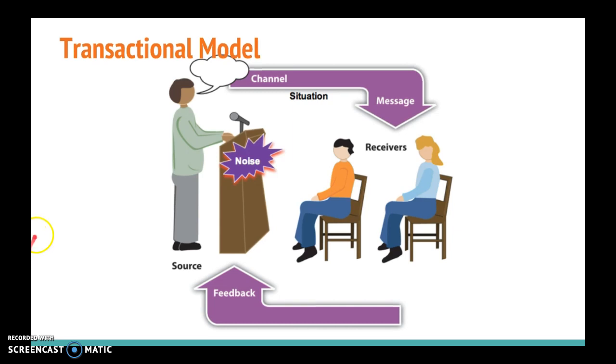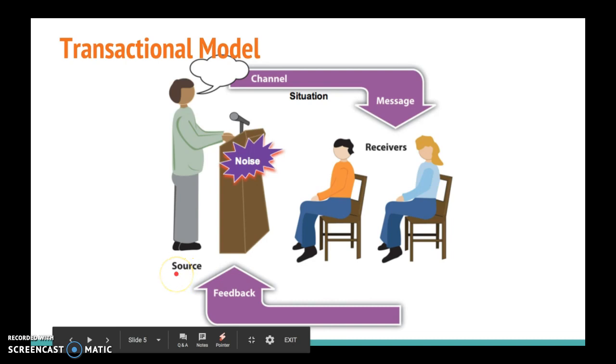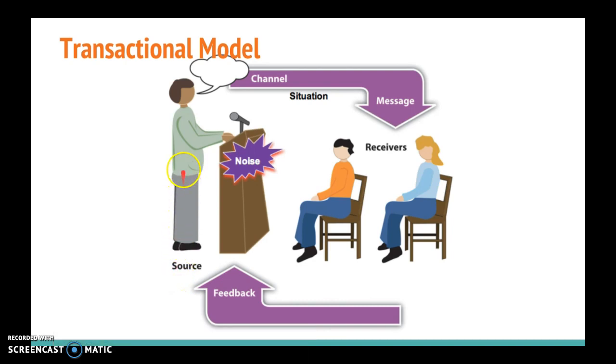So as you can see from this model, there's a lot happening here. So let's talk about each of these different aspects of the transactional model of communication. So first and foremost, we have the source, also known as the speaker. And this is the person who is presenting an oral message to a listener. It's the person who's doing the public speaking. And in a classroom setting, the teacher is generally seen as the source, right? The teacher is the one who is giving a public speech, who is giving the lecture.